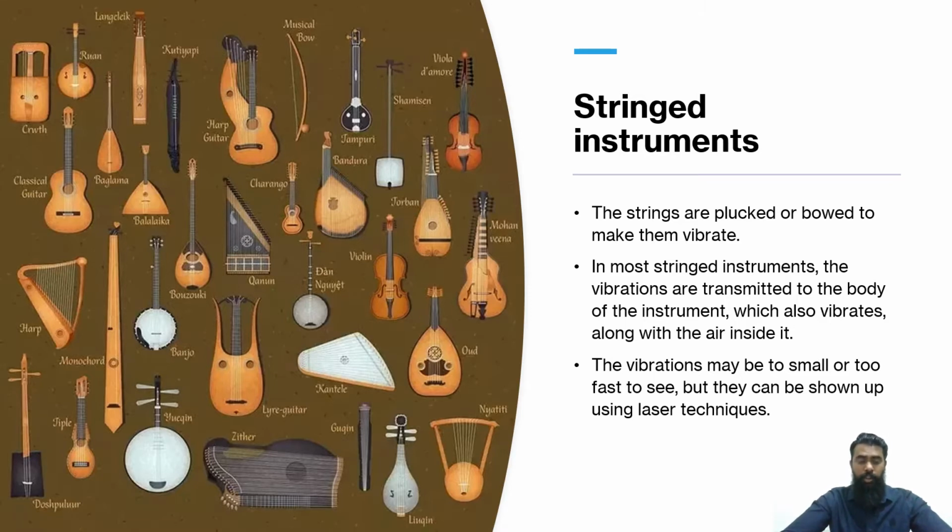The picture shows different stringed instruments. You can see the guitar, the violin, oud. In all these, the strings are plucked or bowed to make them vibrate. In most stringed instruments, the vibrations are transmitted to the body of the instrument, which also vibrates along with the air inside it. I want you all to look at page number 167 in your books.